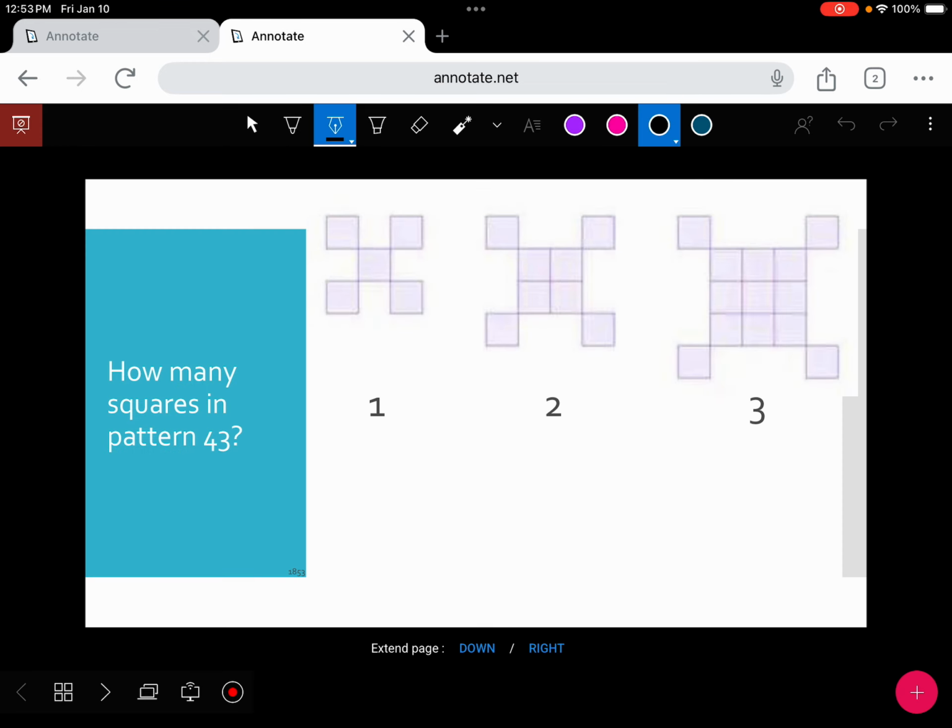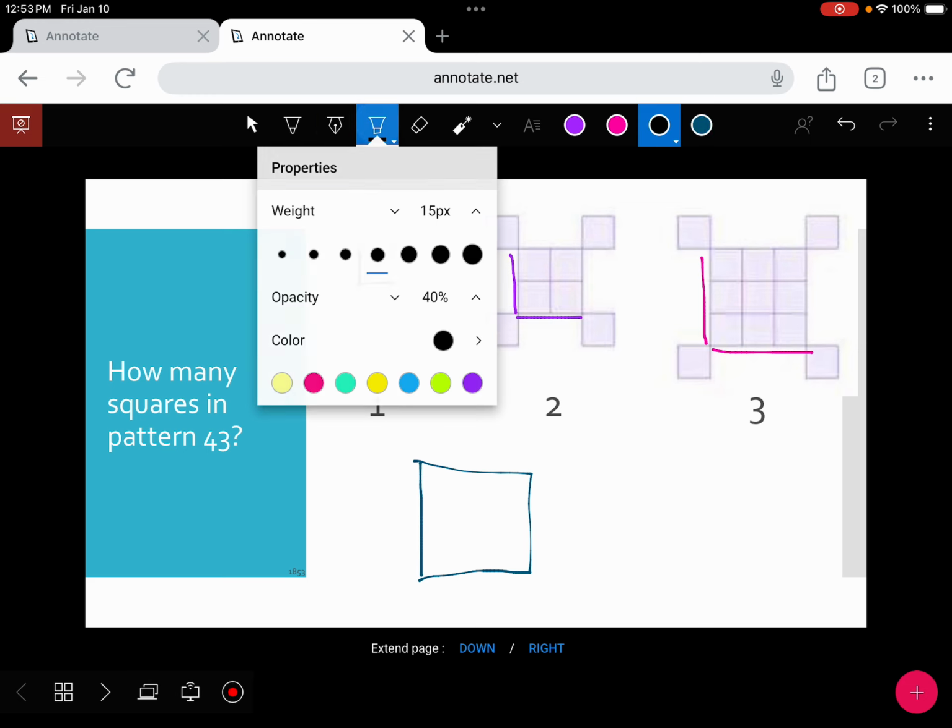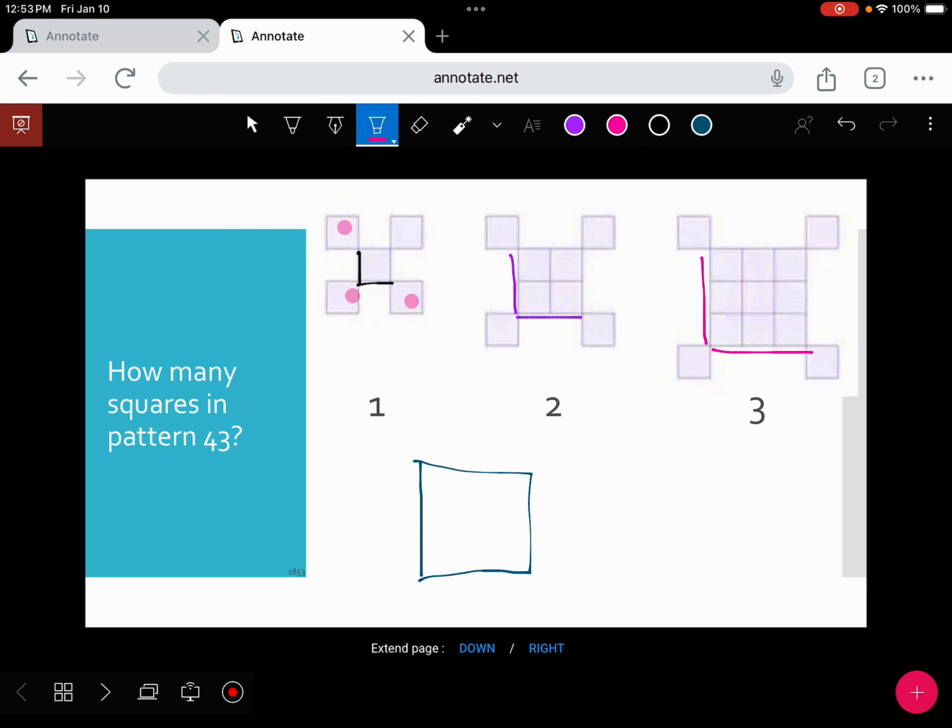Yeah. So what we've noticed here was that we have 1 by 1, 2 by 2, 3 by 3. So for pattern 43, we'd do 43 by 43. That would give us the middle part. And then these outside pieces, they don't change. 1, 2, 3, 4. 1, 2, 3, 4. 1, 2, 3, 4. So we'd add on those 4. So what did we get as our total? 1,853. 1,853 squares.